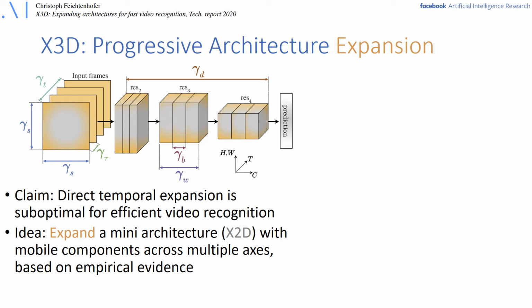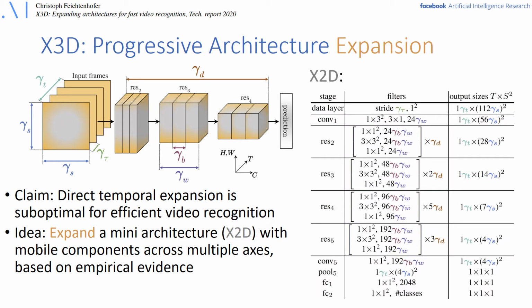Our claim in this work is that direct temporal extension is suboptimal for efficient video recognition. Our idea is called X3D, which is an architecture that is expanded from a tiny image model across multiple axes to achieve good computational accuracy trade-off. The tiny model is shown on the right and called X2D. Here you can see that it has tiny resolution at the input channel and depth, and different colorized gamma variables in the table are factors that are used to expand this model.